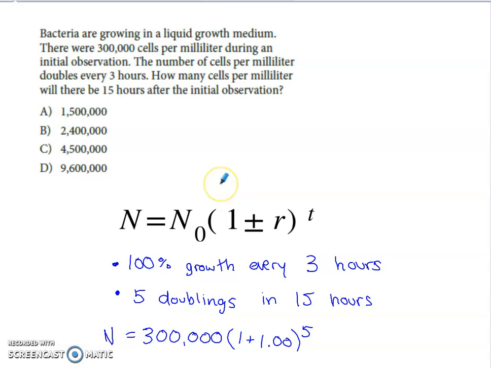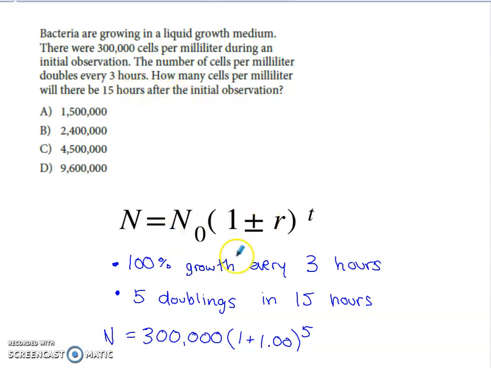Last question in this video. Bacteria growing in a liquid growth medium. We have 300,000 cells per milliliter during the initial observation. Number of cells per milliliter doubles every 3 hours. How many cells per milliliter will there be 15 hours after the initial observation?